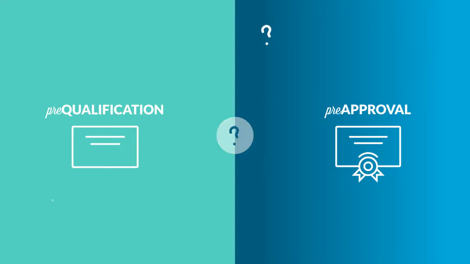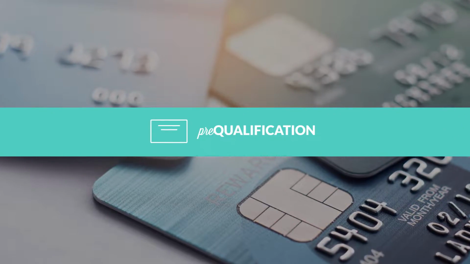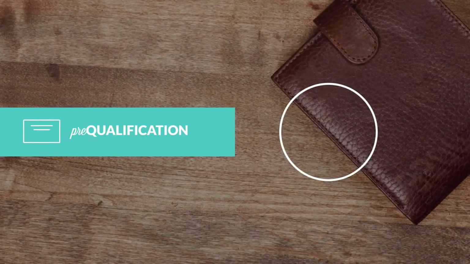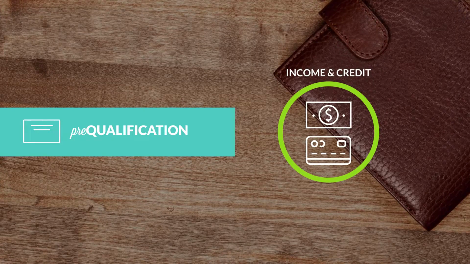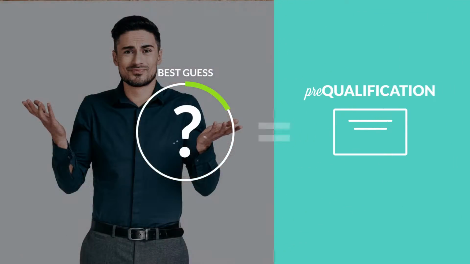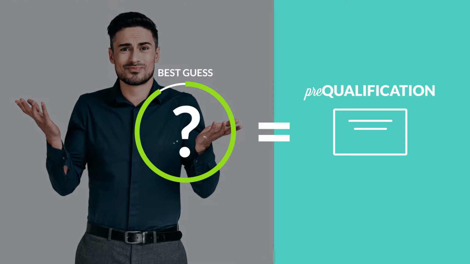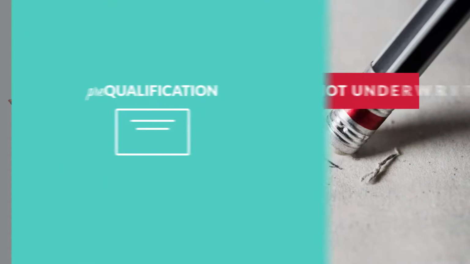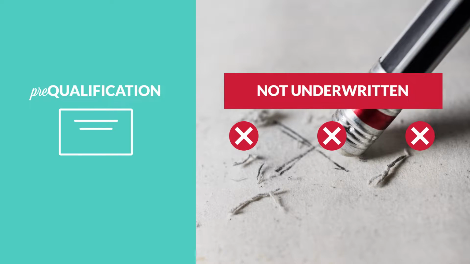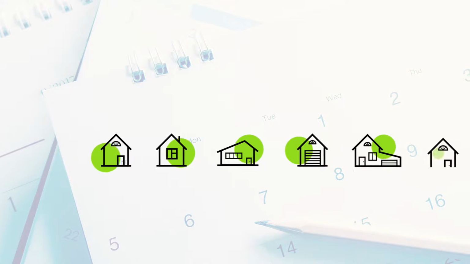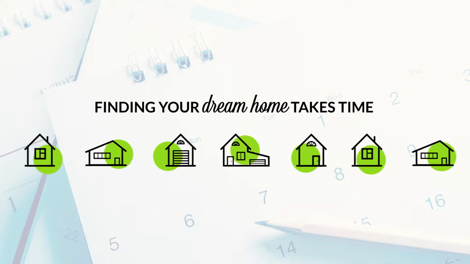Let's take a look. Most lenders provide you a prequalification letter. This means a loan officer will ask you some basic information regarding your income and credit. Based off the information you provide and their best guess, the loan officer provides a prequalification letter. However, since they're not an underwriter, there could be some honest mistakes. After you receive your letter, the next step is to look for your new home with your real estate agent.